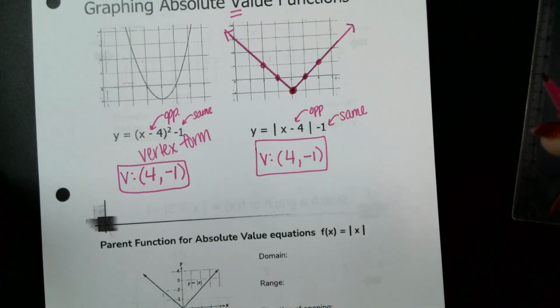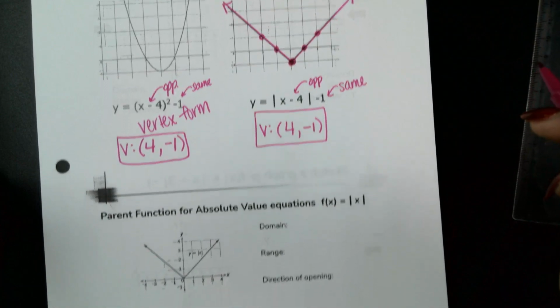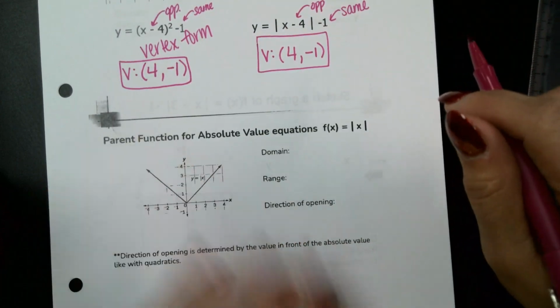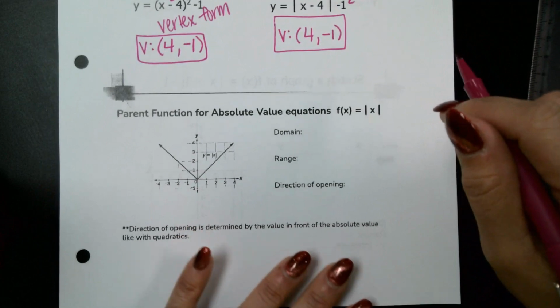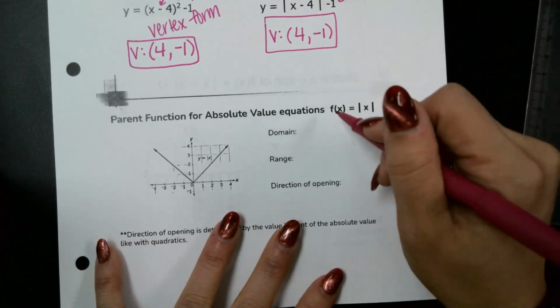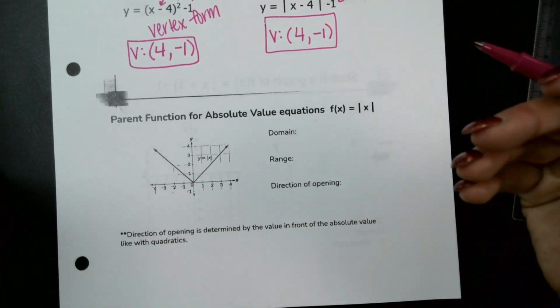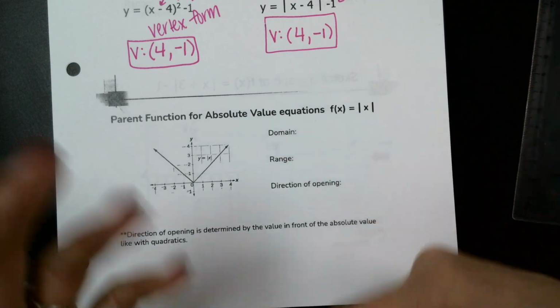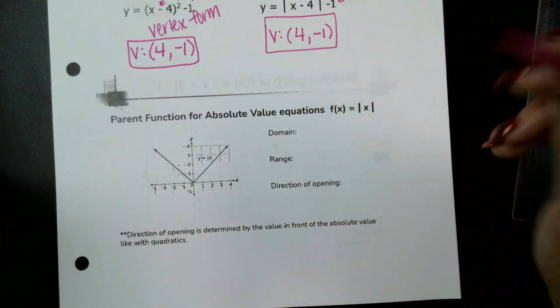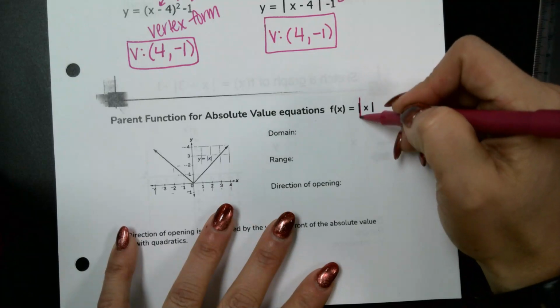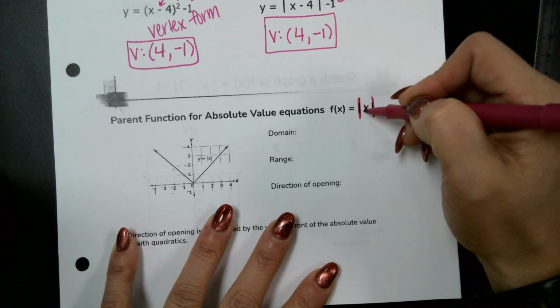All right, so down at the bottom, for the parent function, a parent function is basically the original, the starting point, the one where there's been no translations done to it. So basically it's just the absolute value of x. This would be our parent function right here.